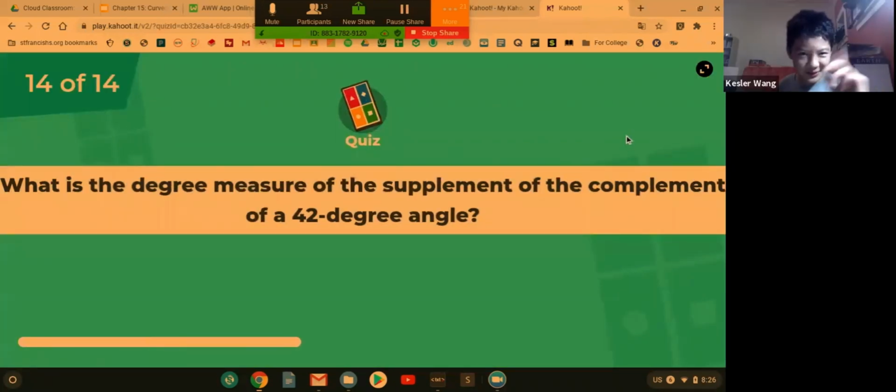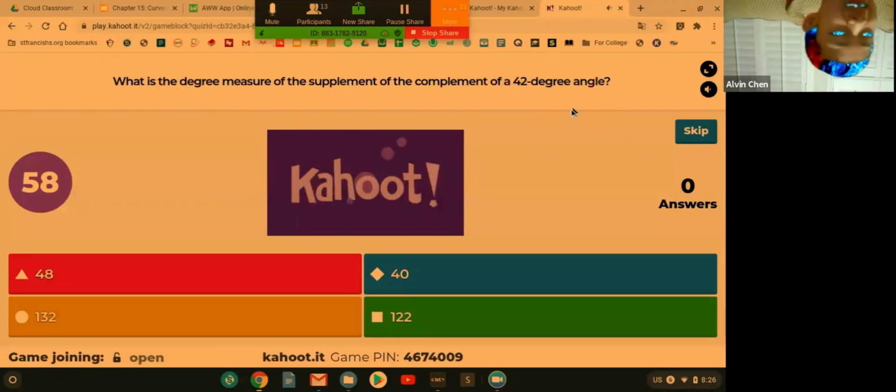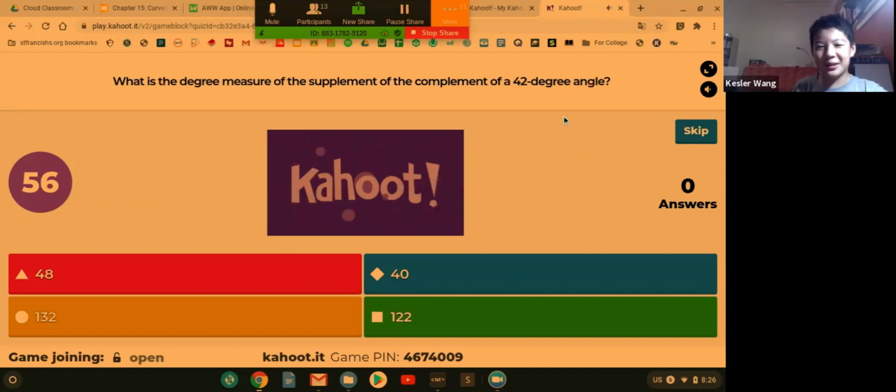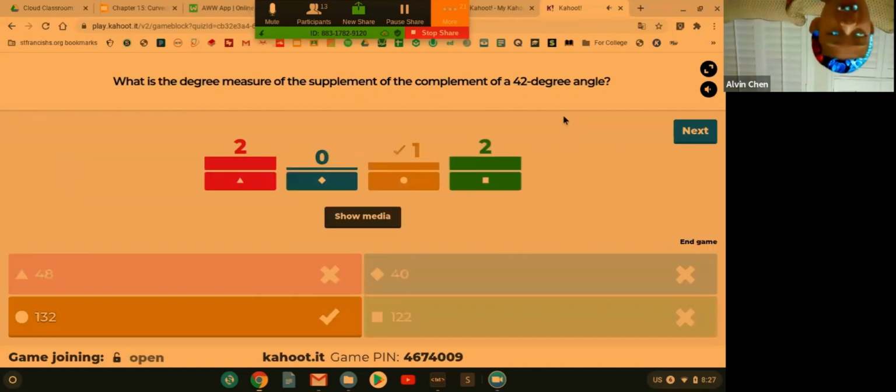What is the supplement of the complement of a 42-degree angle? Whoever gets this wrong is gonna be grounded for 5 minutes. Okay, aka 5 centuries. The last question is always the harshest. Whoever gets it wrong is gonna be grounded for exactly 5 centuries.